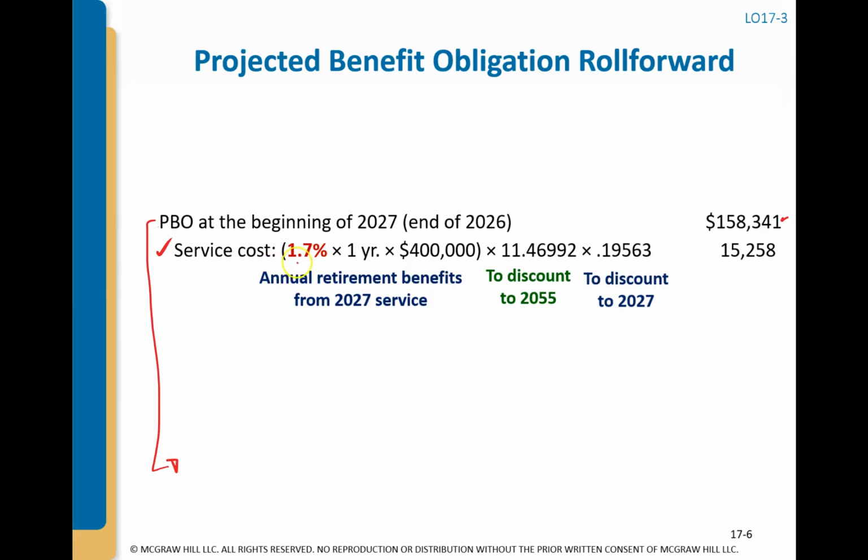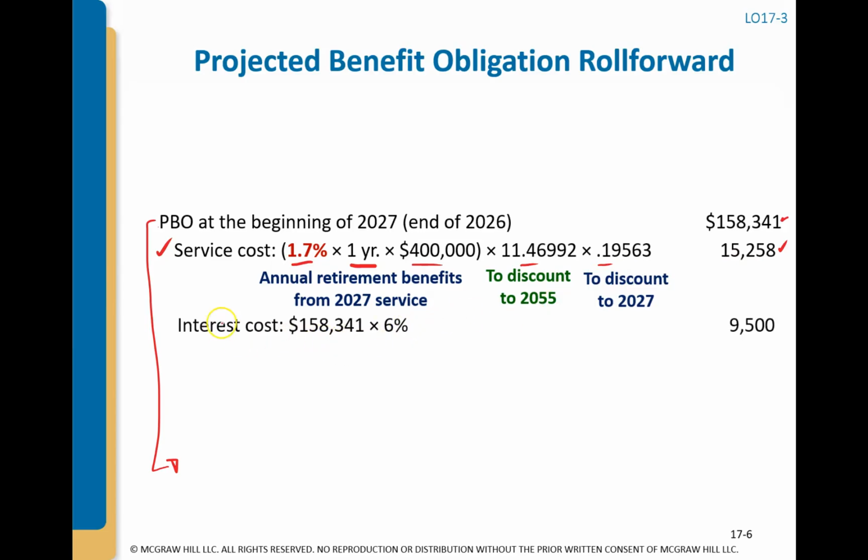The service cost is going to be this percent that is provided by the company for the annual retirements. We're only calculating the service cost for the 1 year, for 2027, multiplied by the estimated final salary that this person is going to get, and we have to discount those twice based on the prior slide, and our current year service cost is $15,258, right? That would be debit, pension expense, credit, projected benefit obligation.